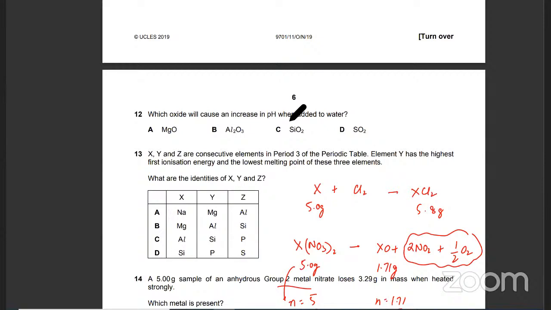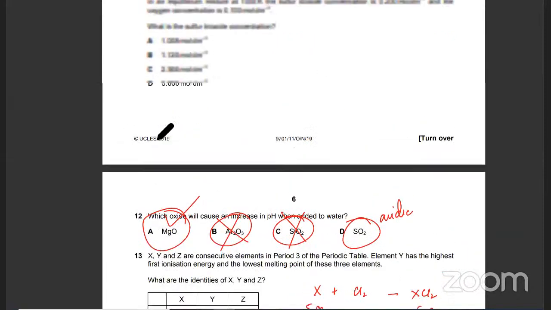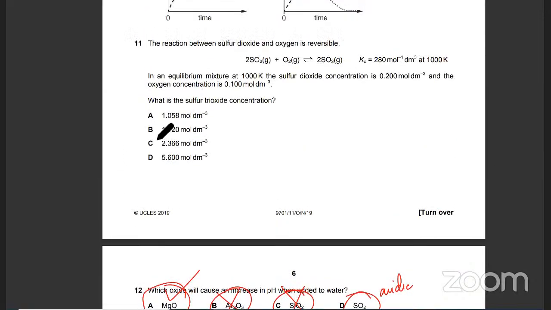Which oxide will increase the pH when added to water? Which one is basic? SO2 is acidic. SiO2 and Al2O3 will not dissolve. Okay, this one is acidic. Metal oxide is basic, but it's only going to dissolve very, very slightly. So it's going to be very slightly basic. But it will increase the pH.